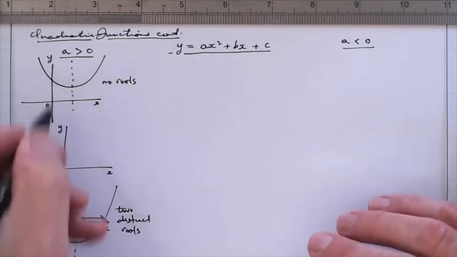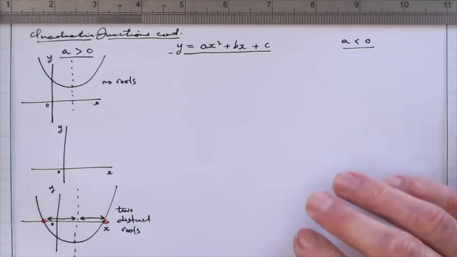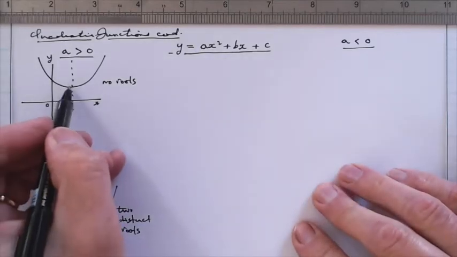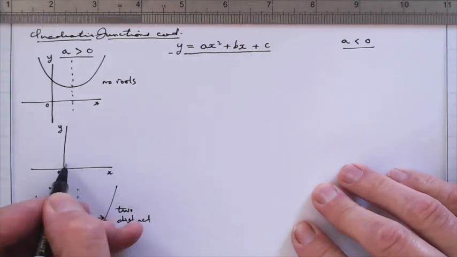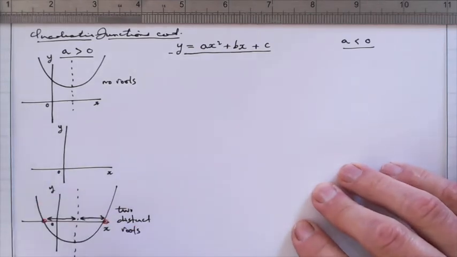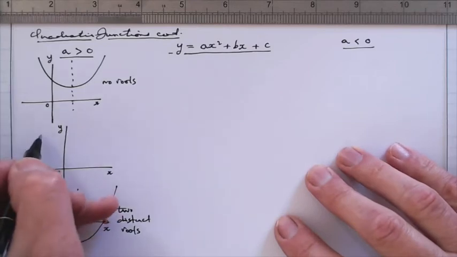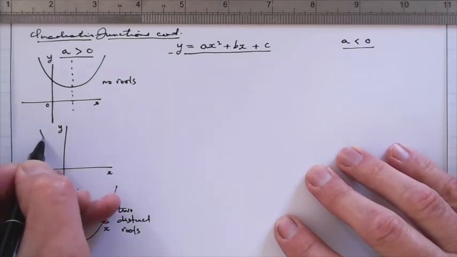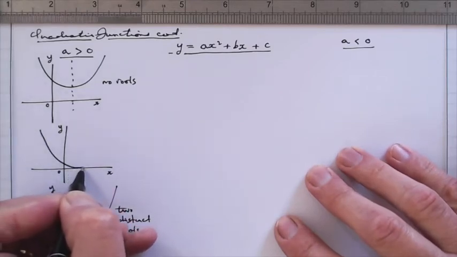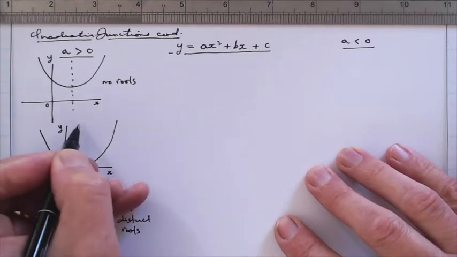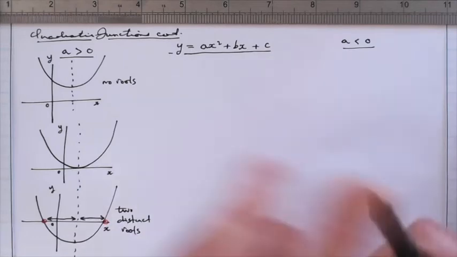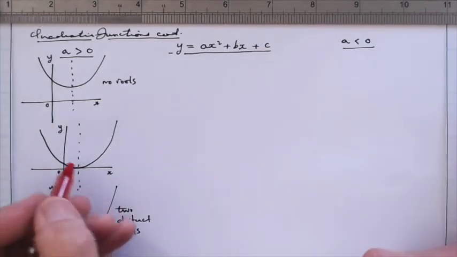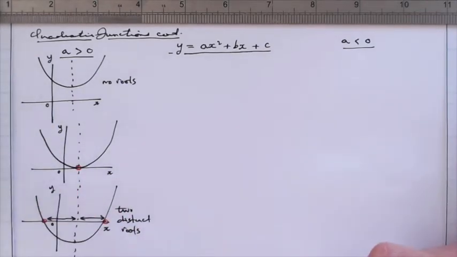Now, the intermediate case, you can probably guess, is when it's not above the x-axis or below the x-axis, that it actually just touches, just grazes against the x-axis. And this would look something like this. We have an axis of symmetry, but it only touches the x-axis at one place. That's the intermediate case.